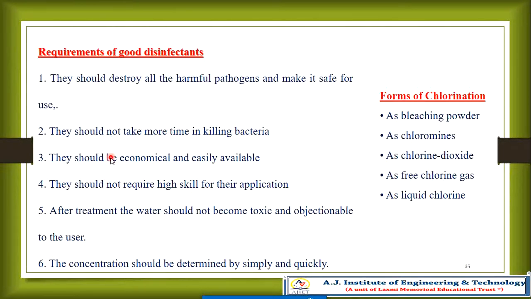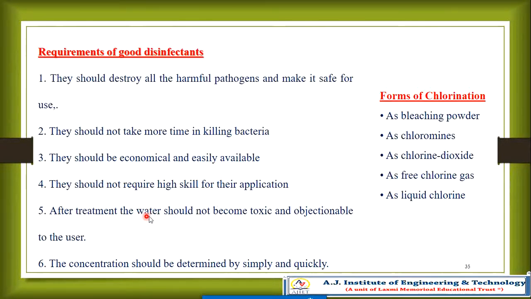They should be economical and easily available. Whatever disinfectant you are getting should be very economical and easily available. It should not cost much. They should not require high skill for their application.